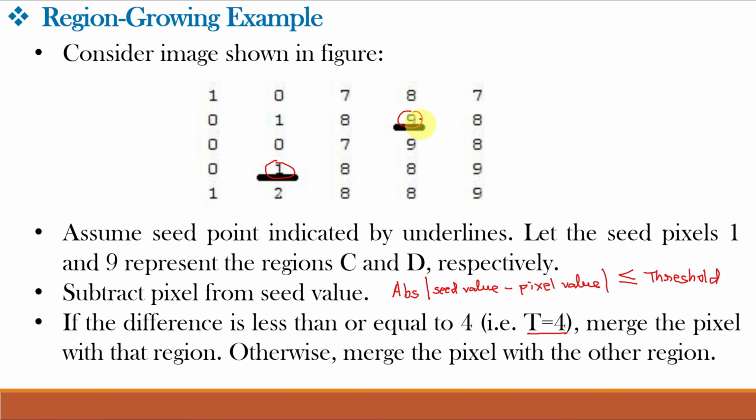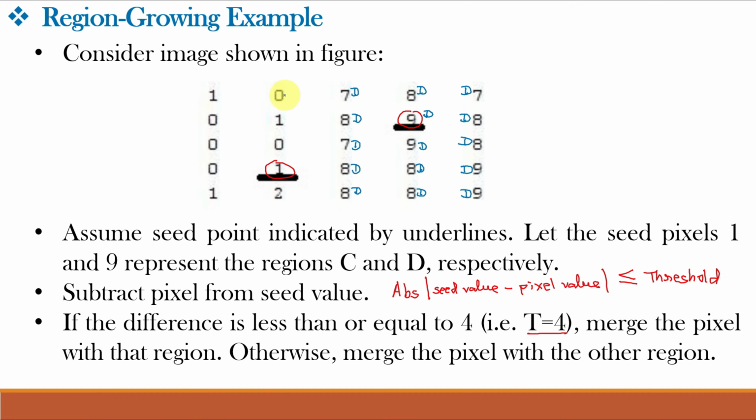So here our 9 is in region D. We will write region D over here. 8 is also coming under region D because it satisfies the condition. Now check for pixel 7. Yes, 9 minus 7 is equal to 2, which is less than 4. So 7 is also in region D. Similarly, 8 is in region D. Now we can go downwards. 9 minus 1 is equal to 1, which is less than 4. So again, this is in region D.